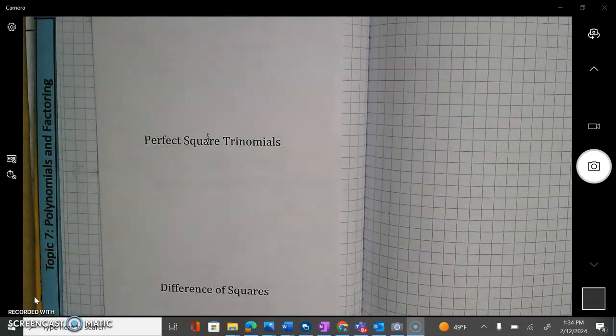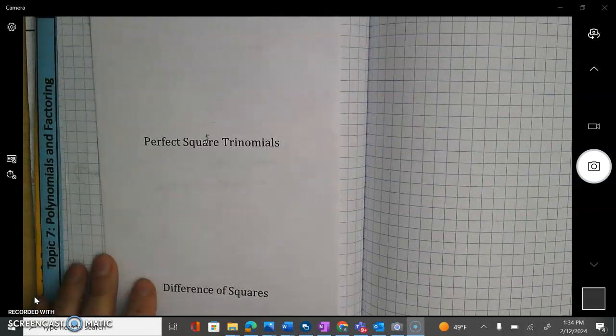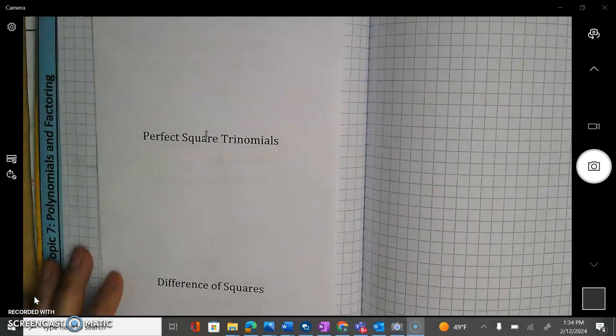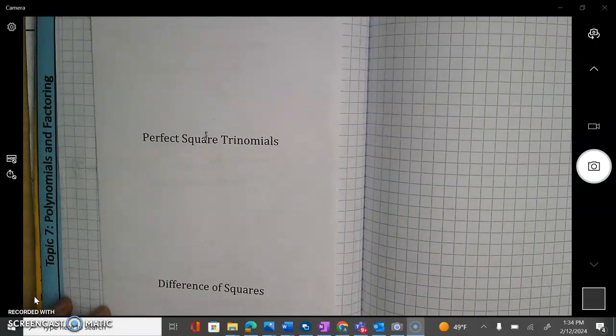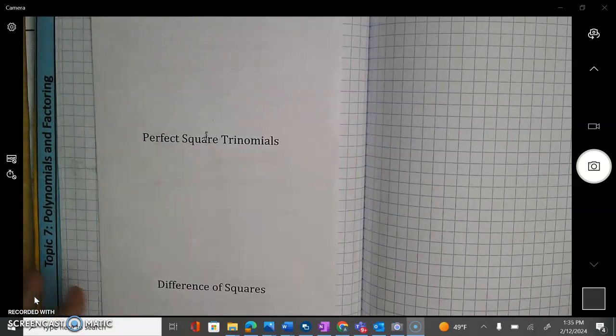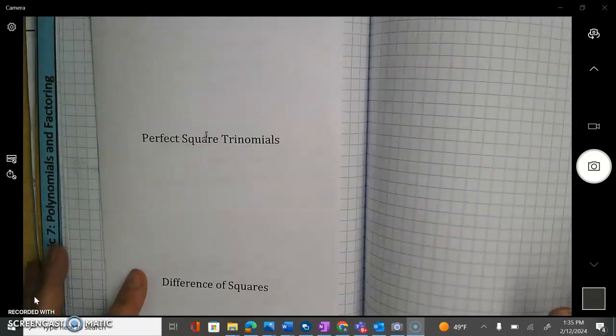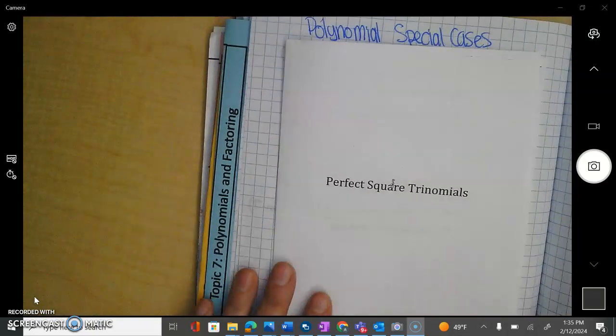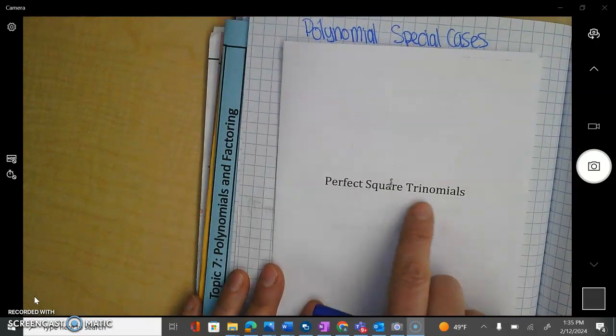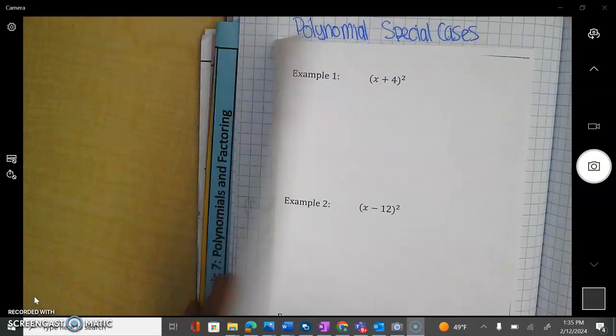You'll see a couple of examples of these. They're actually pretty easy, and you can use previous strategies to solve them, but it's really helpful to know what these special cases are because it makes solving them a lot easier. So without any more waiting, we're going to start with perfect square trinomials.